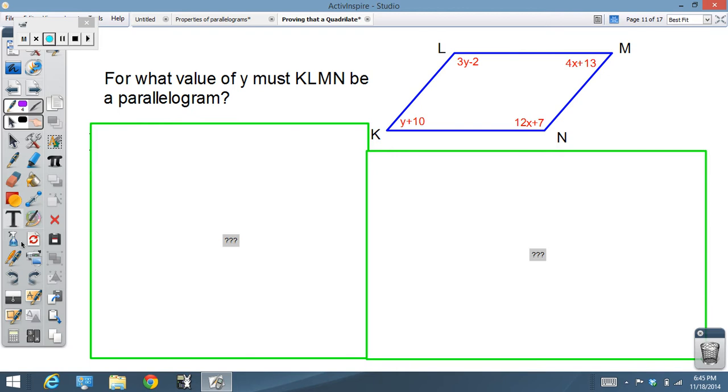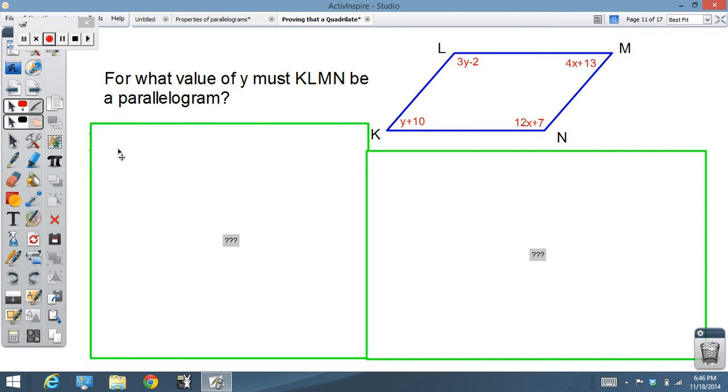This is the one I hated. Not because it's a really good problem, but because I took a wrong avenue. And I just want to point out to you, this is one of those examples, guys, where you got to try something, and if it works, cool. If it doesn't work, try something else. No reason ever to not try a problem, because it happens to the best of us. So what value of y must KLMN be a parallelogram?